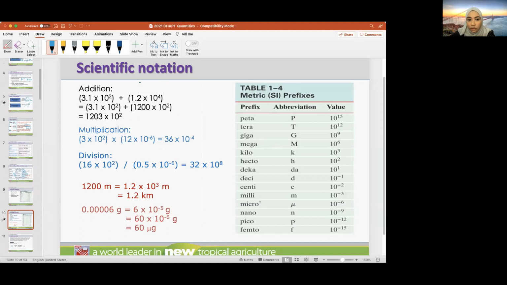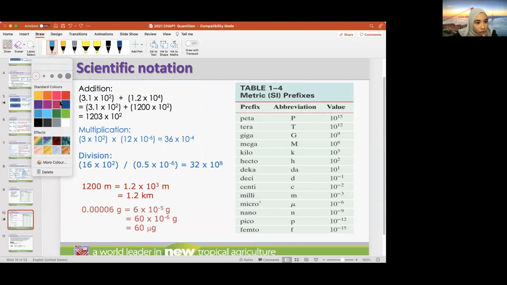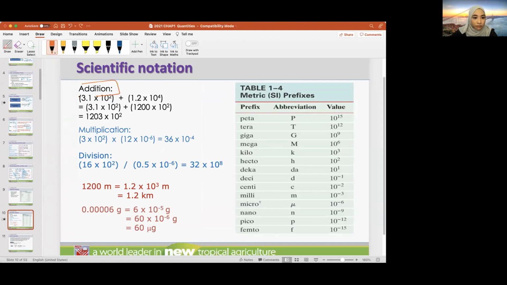Okay, so scientific notation. We have addition. I don't like this color. Kejap. What color do I want to use? I want to use orange. So we have addition of scientific notation numbers, we have multiplication and we have division. And there's a certain technique to doing that.